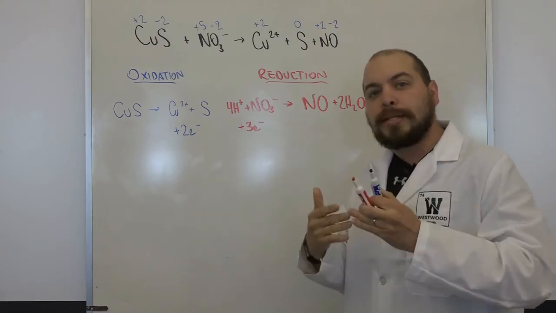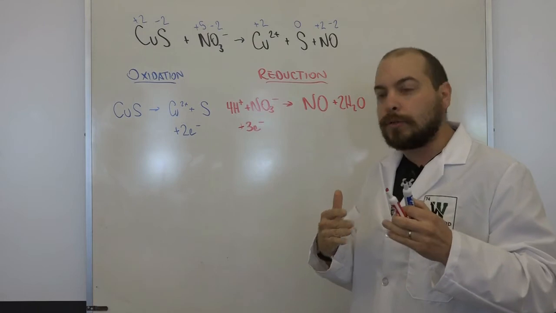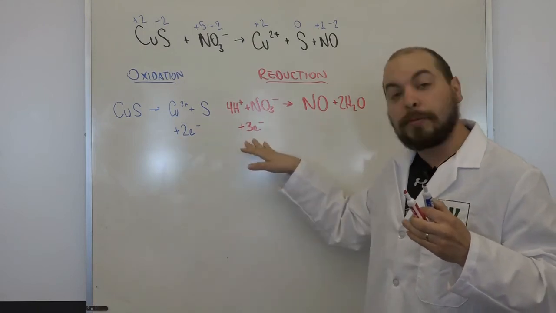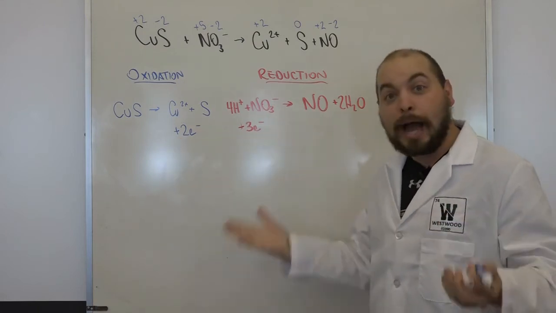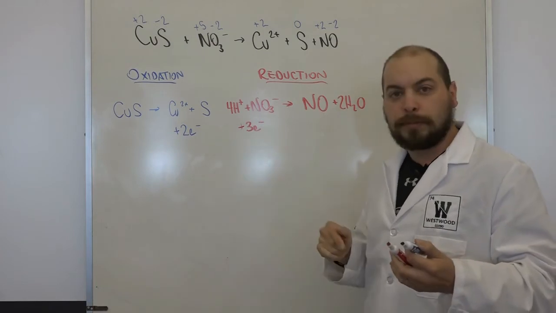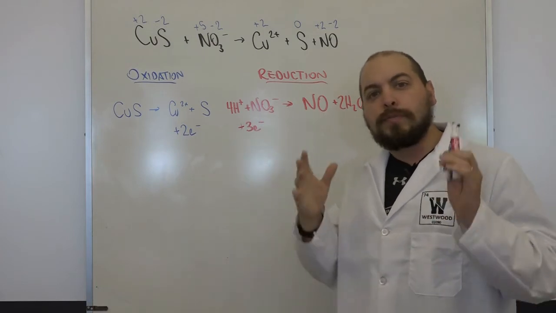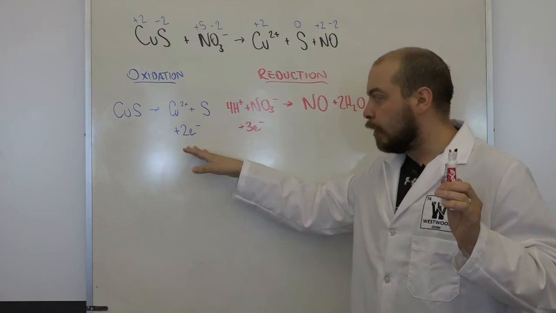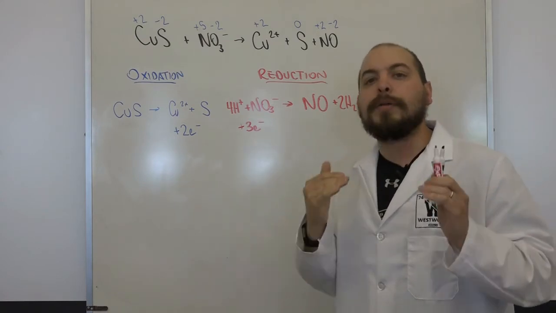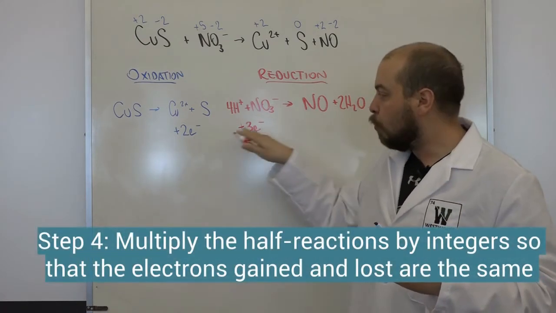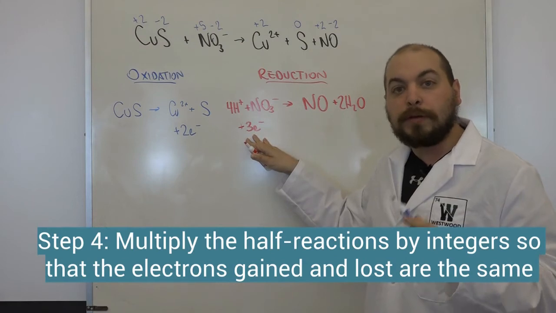In order to combine these half reactions, we have to make sure that the number of electrons lost is equal to the number of electrons gained. In this case, it's not. So we need to do something. And what I said is you need to balance now the number of electrons by finding the lowest common multiple. 2 and 3 have a lowest common multiple of 6.